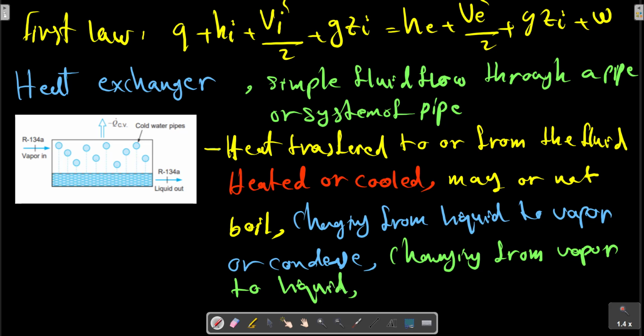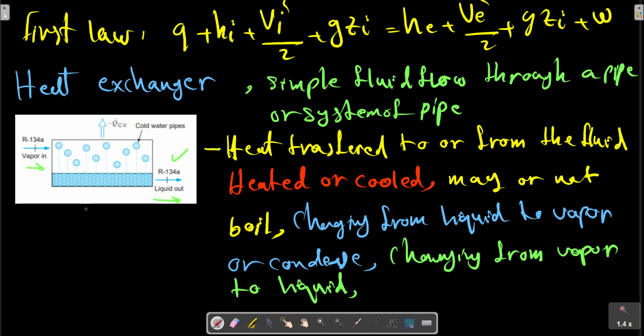One such example is the condenser in an R134a refrigerator system, as shown in this picture. Superheated vapor enters the condenser and liquid exits the condenser.